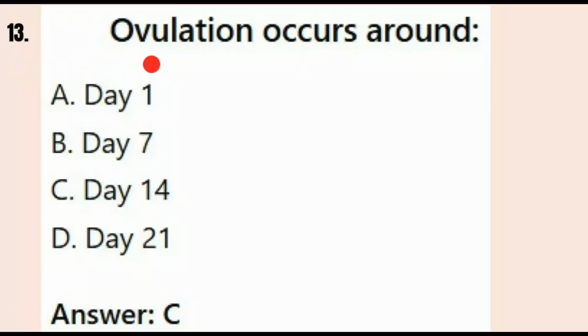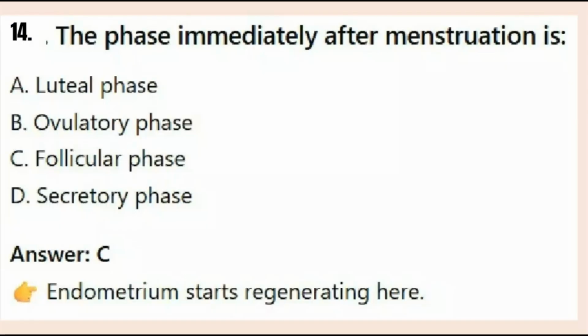Question number 13. Ovulation occurs around option A day 1, option B day 7, option C day 14, option D day 21. The answer is option C day 14. Question number 14. The phase immediately after menstruation is A. Luteal phase, B. Ovulatory phase, C. Follicular phase, D. Secretory phase. And the answer is follicular phase.